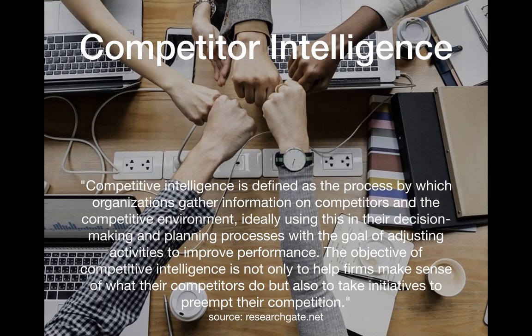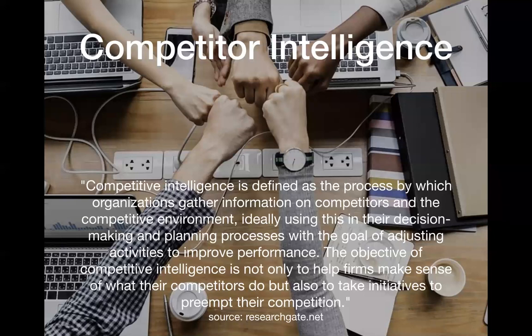There's nobody really better positioned than us in marketing to have our finger on that pulse as well, on an ongoing basis. So ResearchGate defined competitor intelligence as the process by which we gather information on competitors and the competitive environment, ideally using this in our decision-making and planning processes with the goal of adjusting our activities to improve performance. Now, to me, that's a really nice way of describing this, keeping our finger on the pulse in our viewing and watching and sensing of competitor activity so that we can continually adjust what we're doing, both at the decision-making and strategic level, but also the tactical level as well. So if we see them doing something interesting or different, what are we going to do about it? Again, part of our role in marketing is to be making those recommendations.